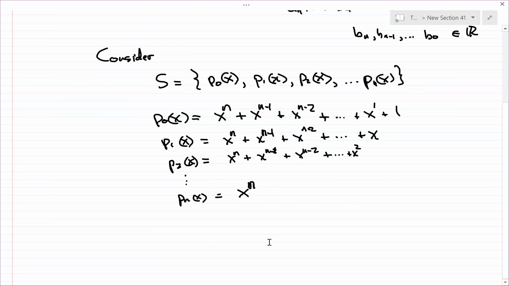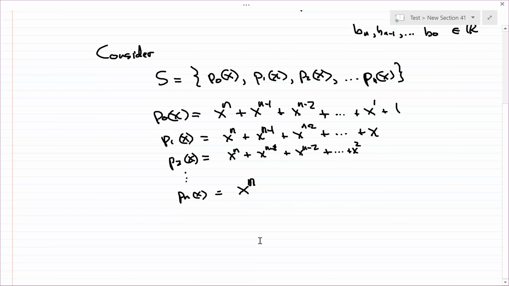What are we trying to show? We're trying to show that the collection is linearly independent. So we wish to show that this collection S is linearly independent.